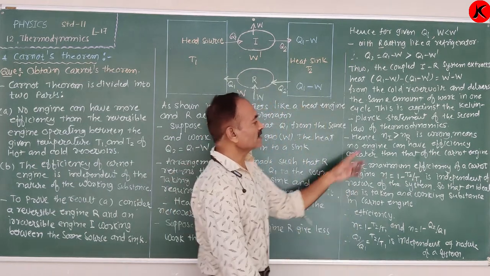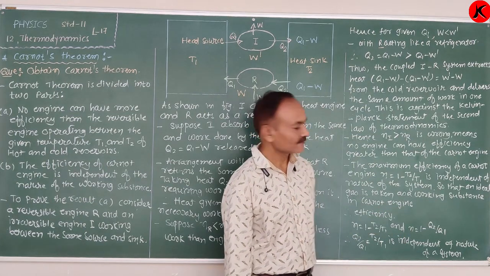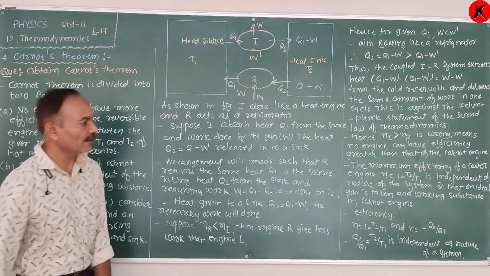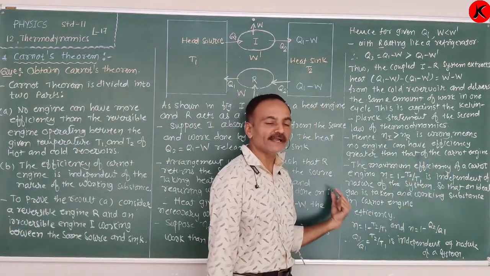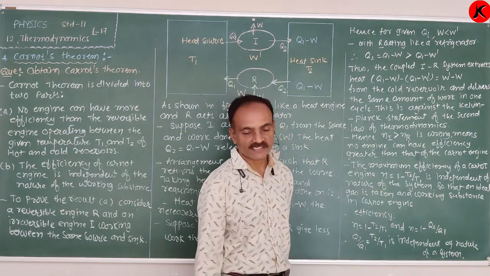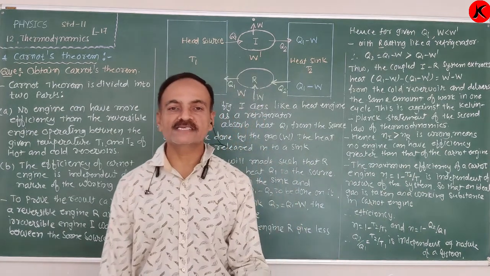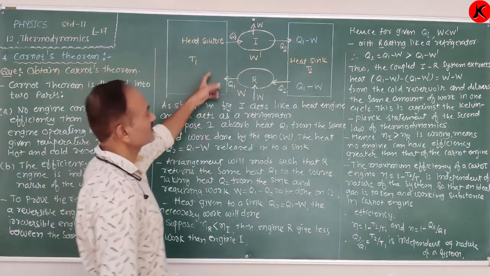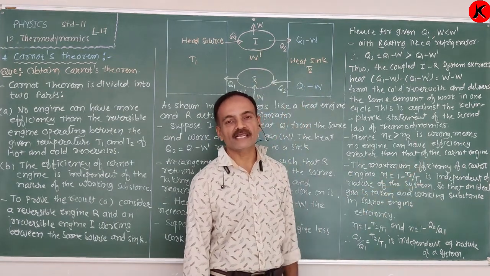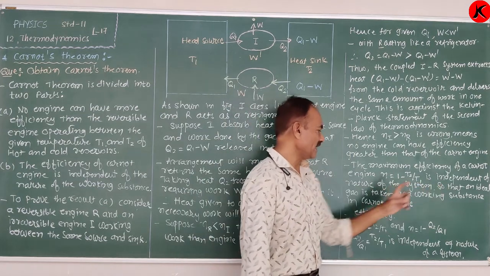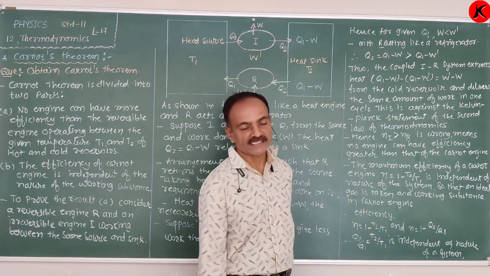Now, no engine can have an efficiency greater than that of the Carnot engine. The maximum efficiency of a Carnot engine, η = 1 − T2/T1, is independent of the nature of the system. Here the efficiency depends only on the two temperatures T1 and T2, that means the temperature of the source and the temperature of the sink. It does not depend on the nature of the working substance, so an ideal gas is taken as the working substance in a Carnot engine.